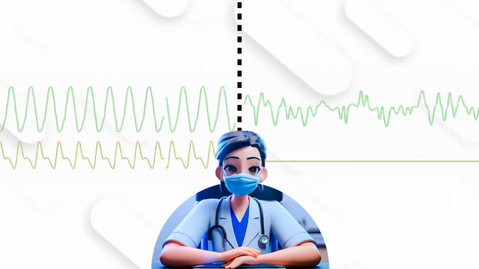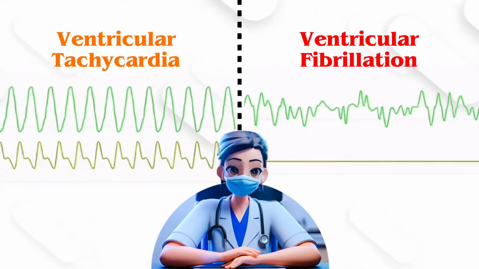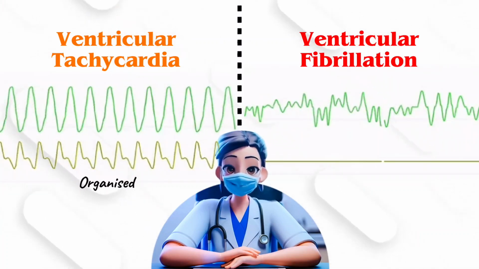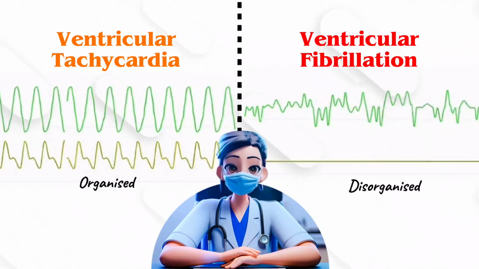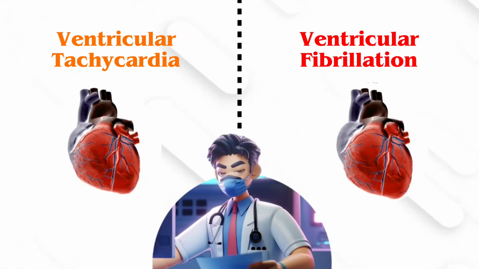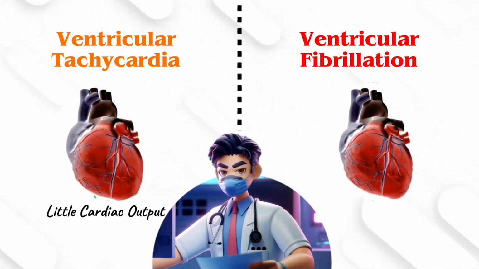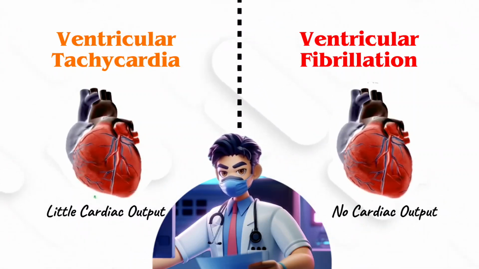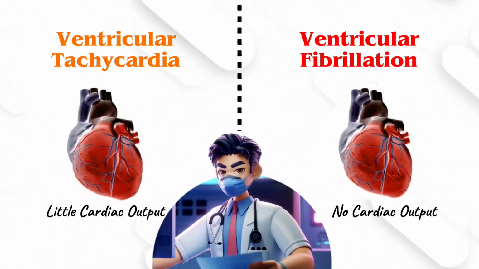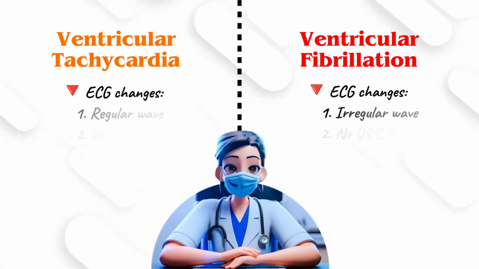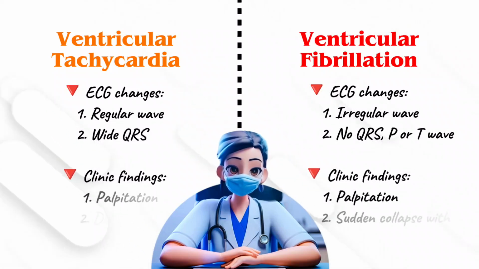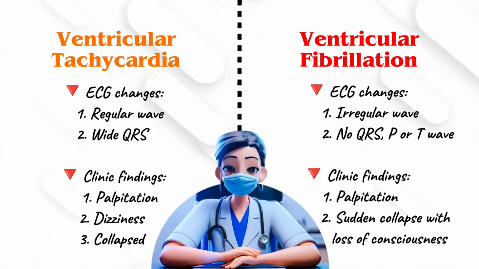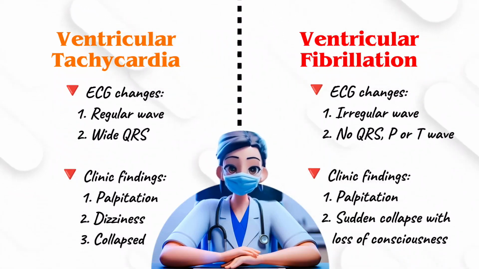To summarize, both VT and VF are ventricular arrhythmias, but VT often has some organized electrical activity, while VF is completely disorganized. VT may allow for some cardiac output if the patient is stable, whereas VF results in no cardiac output and requires immediate defibrillation. The key to differentiation is the ECG and the patient's clinical status. And don't forget, early recognition and intervention are critical for both conditions.